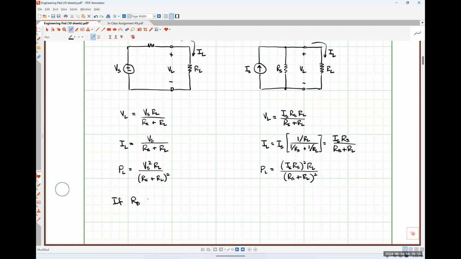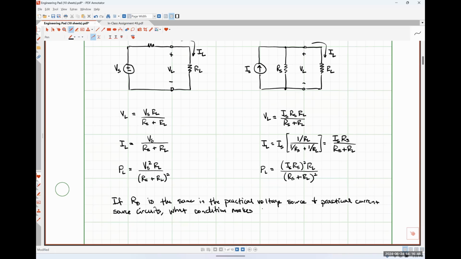So if Rs is the same in the practical voltage source and practical current source circuits, what condition makes these circuits electrically equivalent?